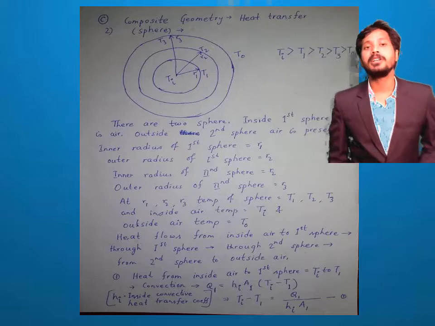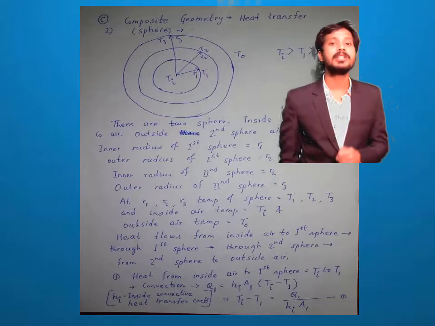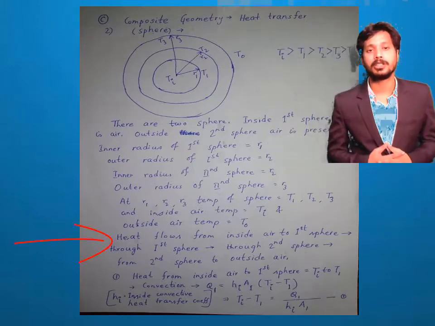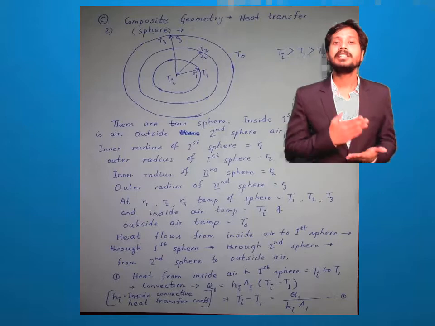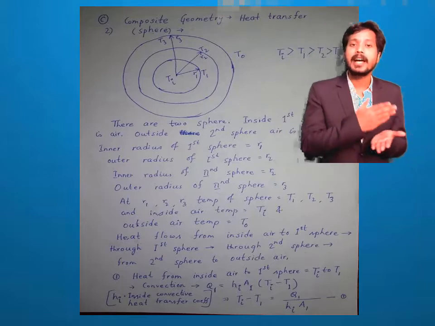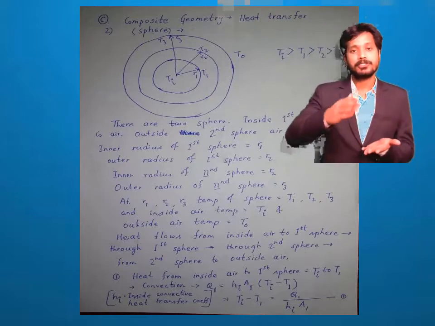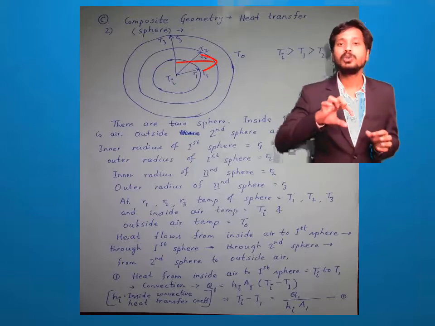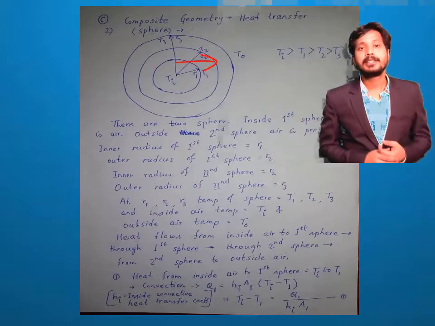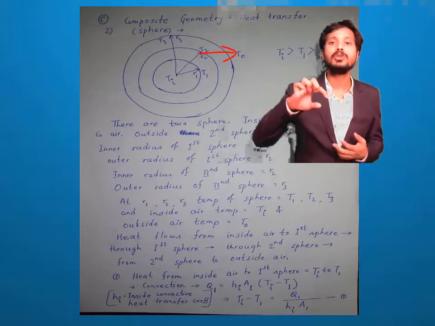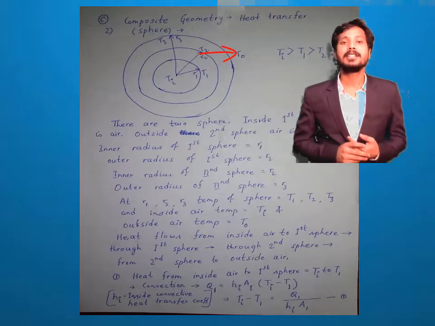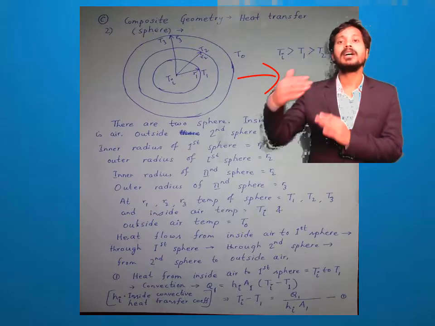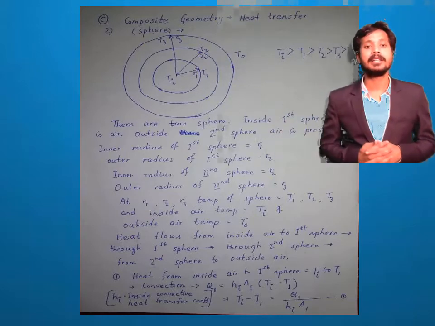Now tell me, from where to where does heat transfer? Yes, from inside to outside. Now how does this heat transfer occur? First, heat will be transferred from the inside air to the first sphere. Then heat will be transferred through the first sphere, then through the second sphere. And last, heat will be transferred from the second sphere to the outside or ambient air.